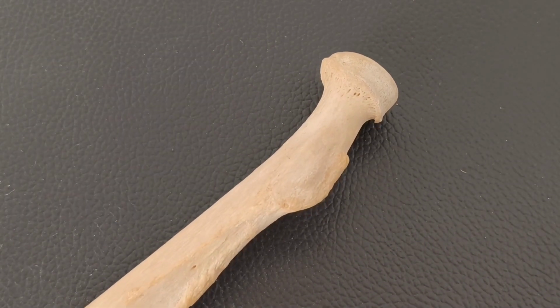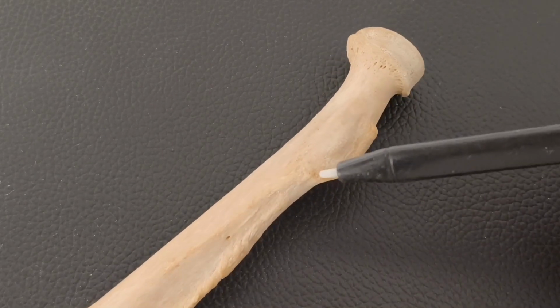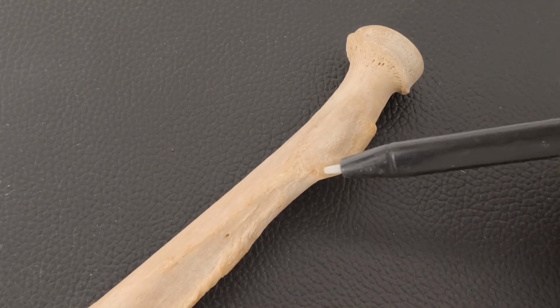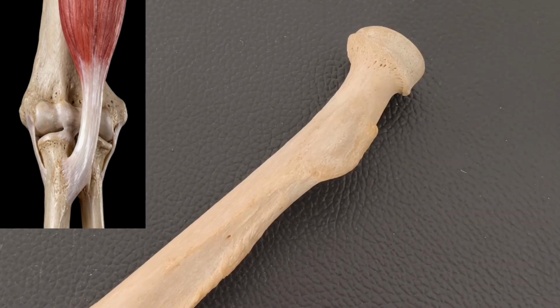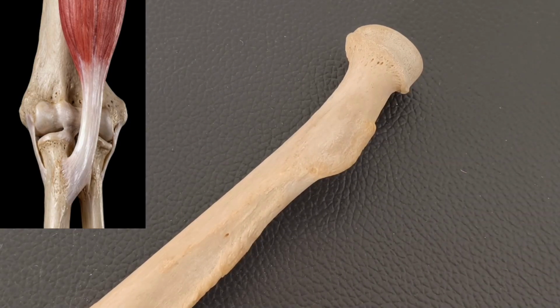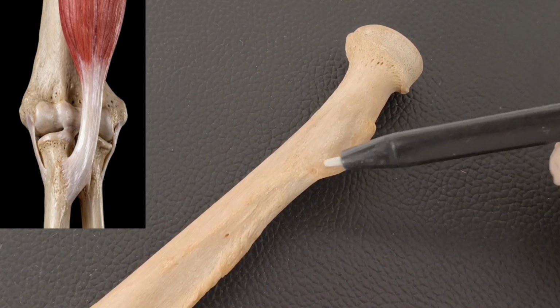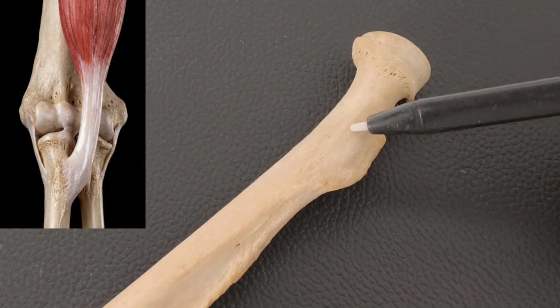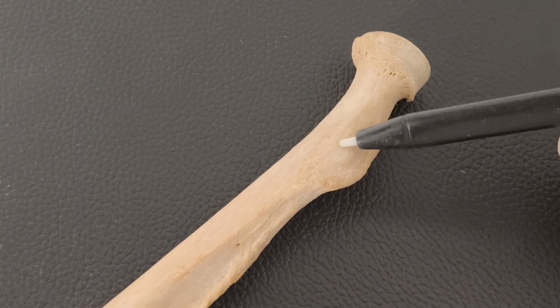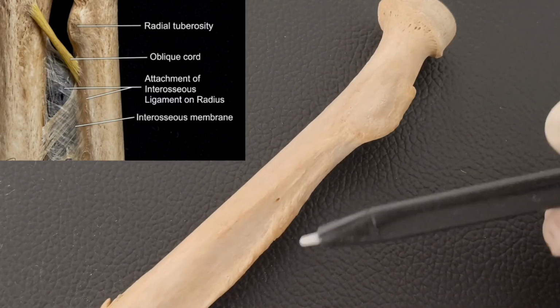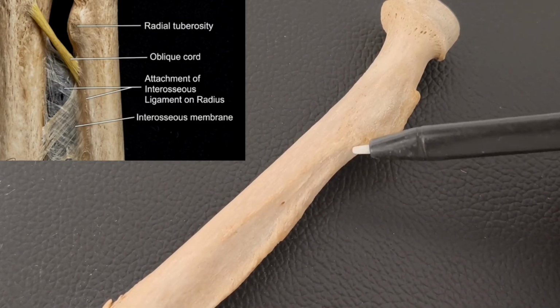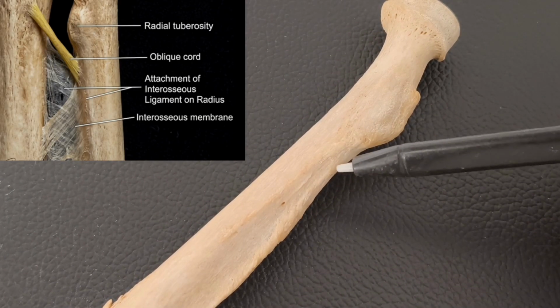The next we have is the attachment on the radial tuberosity. So on the posterior rough part of the radial tuberosity, there is attachment of the biceps muscle. So there is insertion of biceps on the posterior part, while on the smooth anterior part, there is presence of a bursa. Next we have the attachment of the oblique cord. Just below the radial tuberosity, there is attachment of the oblique cord over here.